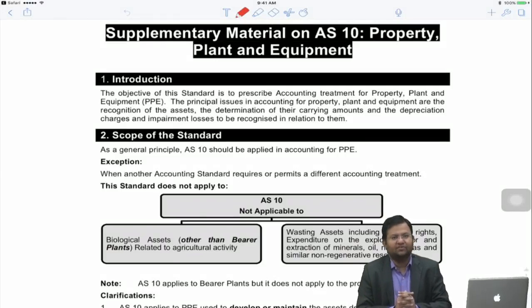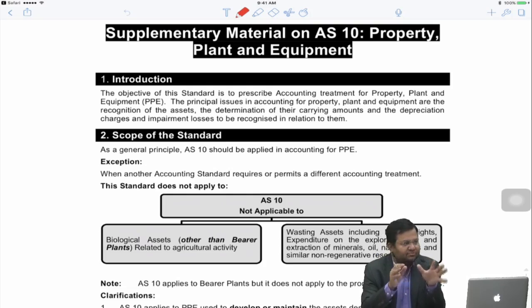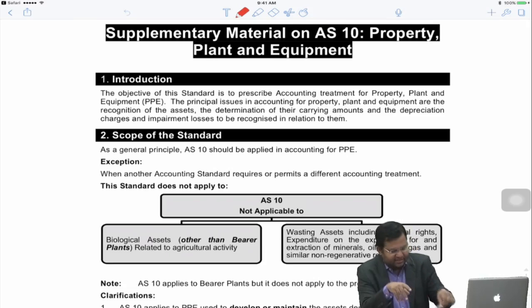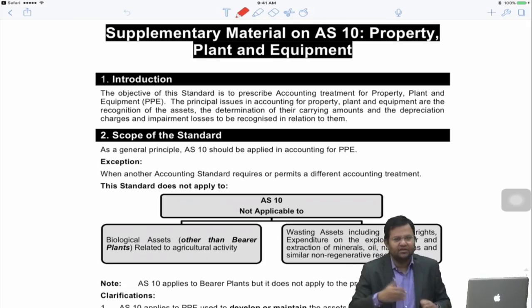We will start with Accounting Standard number 10. We'll do it from the supplementary material issued by the Institute of Chartered Accountants of India. You have to understand a concept. Whenever a new standard comes up, the base material to be picked up is ICAI's material, because the standard deals with a variety of things in great detail.